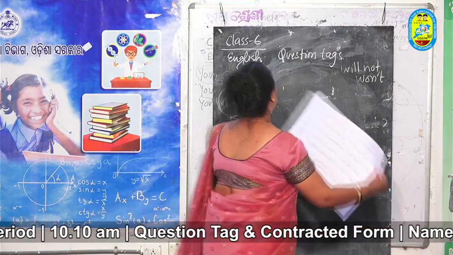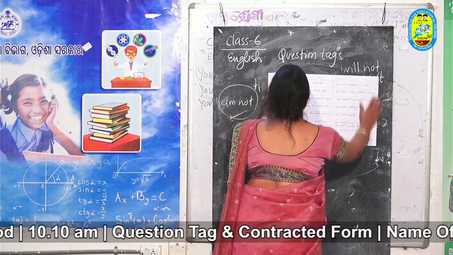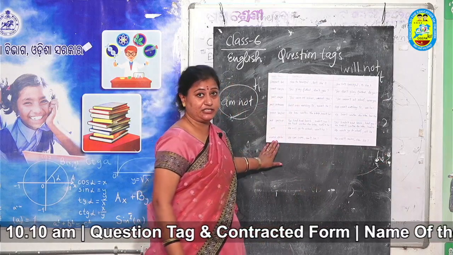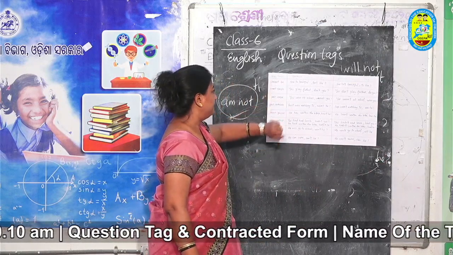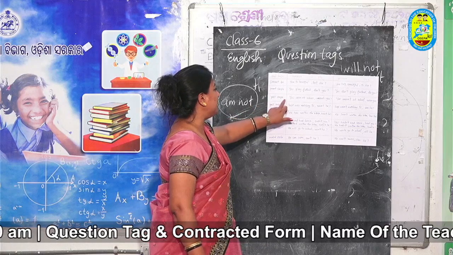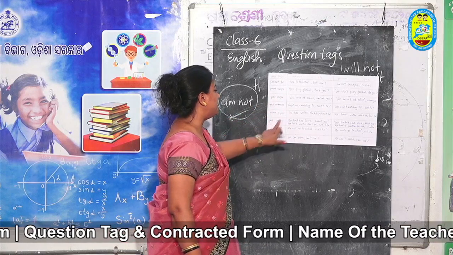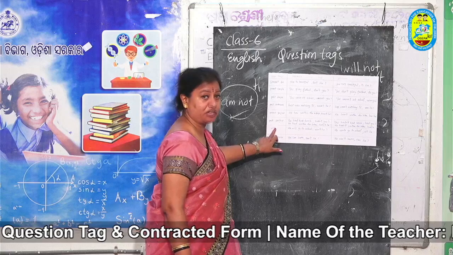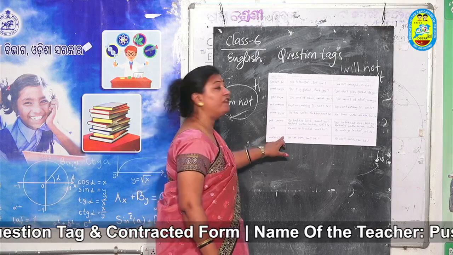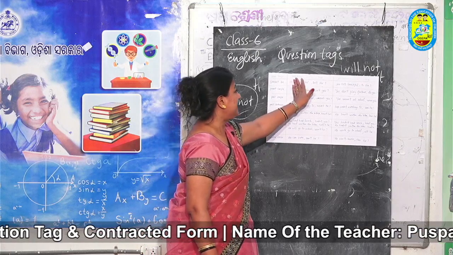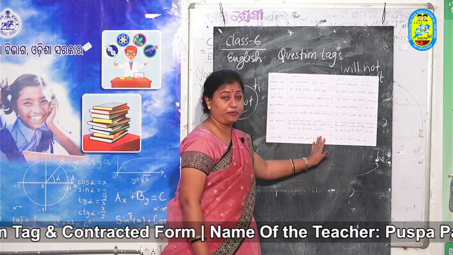Look, I will just put some light on this chart. Look, the tense of the verb is written: present be form, present simple, past continuous, present perfect, past perfect, will or future, which we call simple future, or modal verbs. How will the sentence be, how will the tag be?